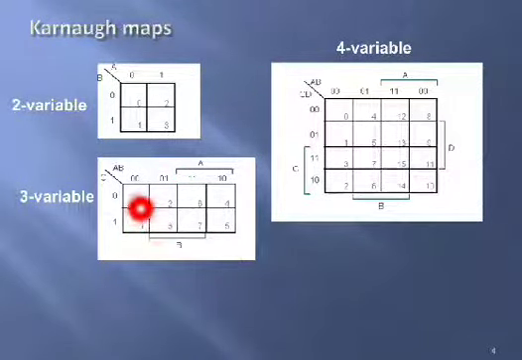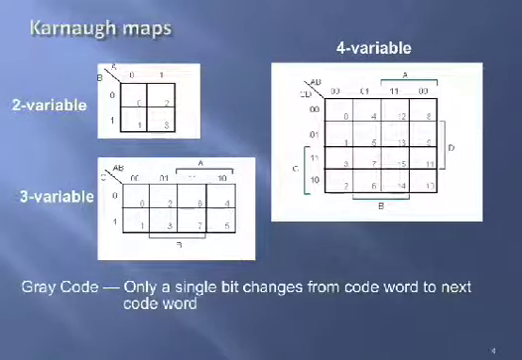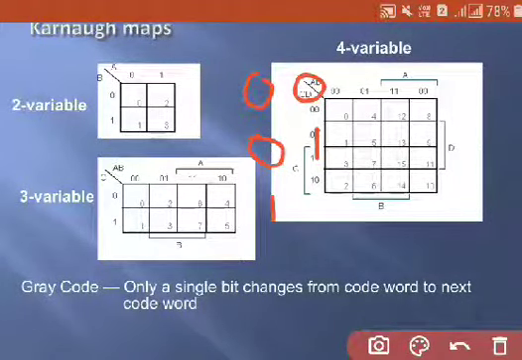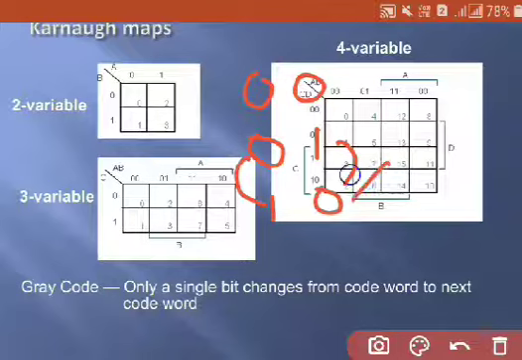See, the positions of the minterms M0, M1, M2, M3, M4, M5, M6, M7 are arranged in a fixed order which follows the gray code. Gray code is nothing but only a single bit changes from one code word to the next code word. For example, if I am considering the first combination as 0 0, and the next combination will be 0 1, and after that there cannot be 1 0, because if you write 1 0, this bit is changing and this bit is also changing, which is not a gray code.